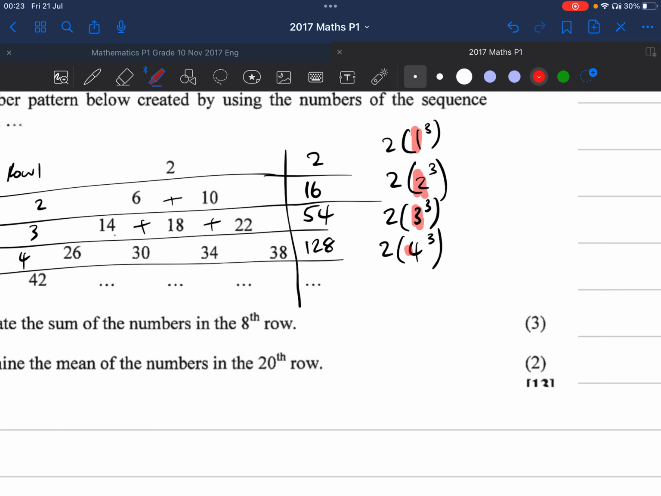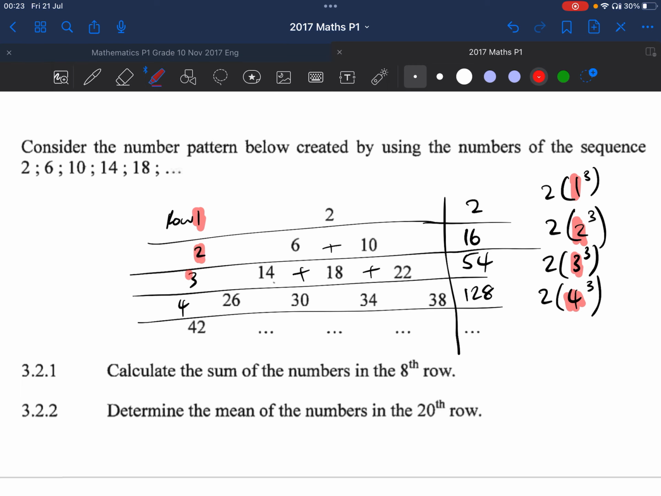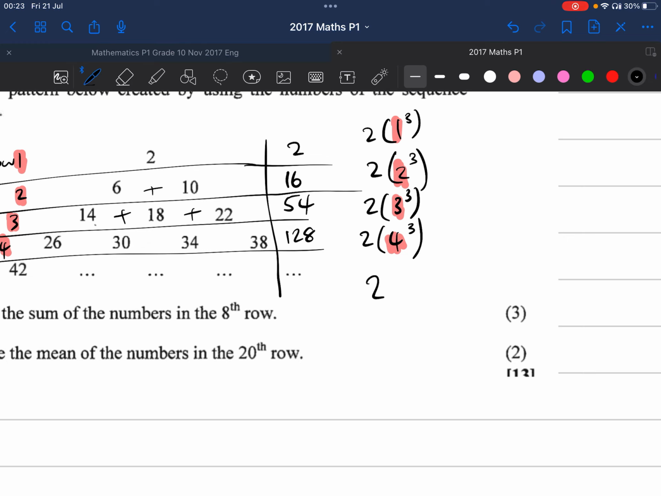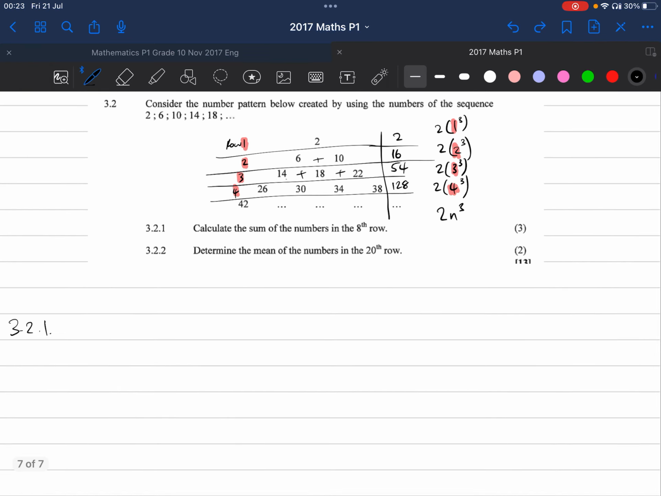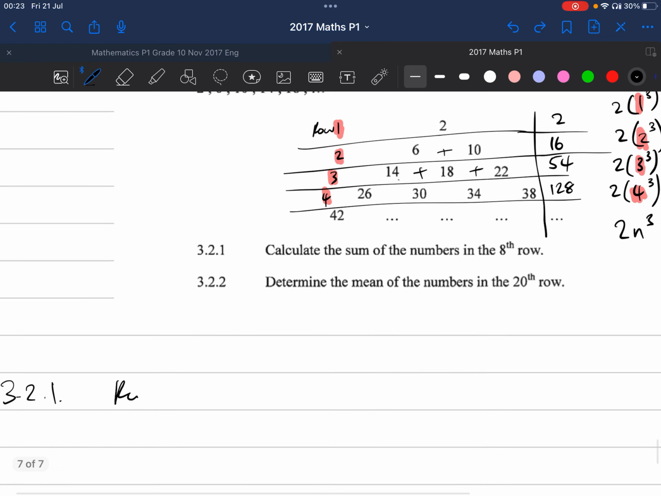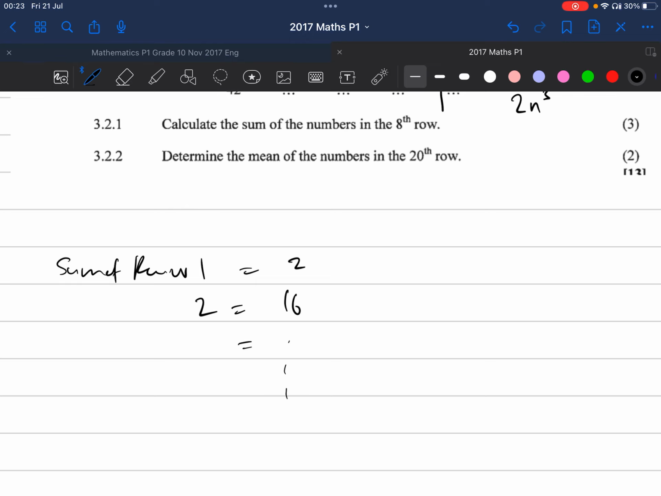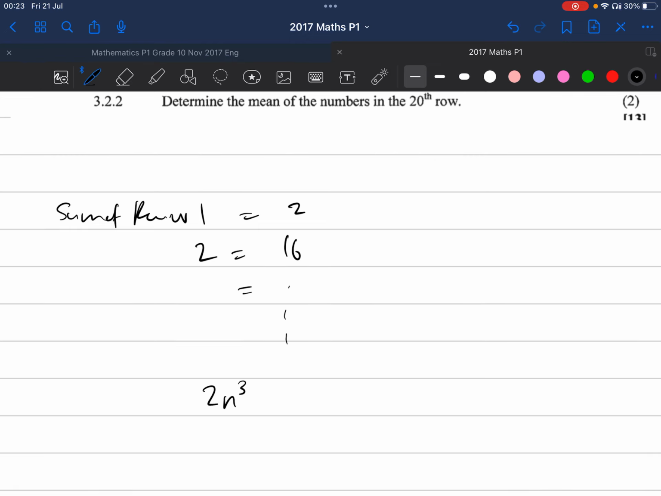That these numbers here are the same as the row number. Okay, so we essentially got a pattern where we have 2n cubed. Okay, where n is the row number. Okay, so you can show that there now. You could say the sum of row 1 equals 2, sum of row 2 equals 16, and so forth. And then you could show the pattern is that, right?